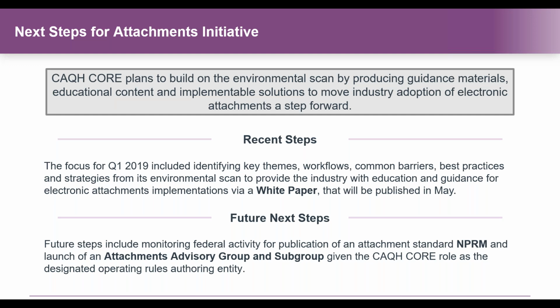The other next future steps that we need to consider is not only the NPRM that may be coming out addressing attachment standards and operating rules, as well as other standards like acknowledgements. I think it's important for the industry. We'll have to make sure that we're kept abreast of what's going on in the regulatory world as we progress forward in 2019 with our work on attachments. But we are also going to be launching an attachment advisory group and then subsequently a subgroup.